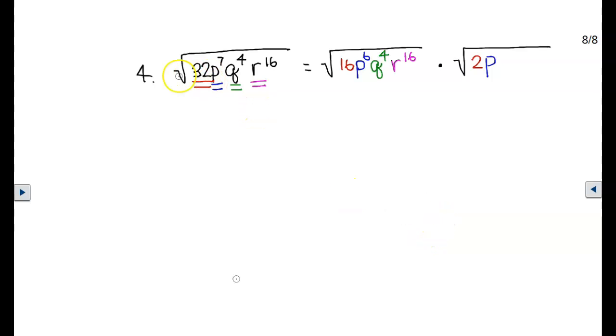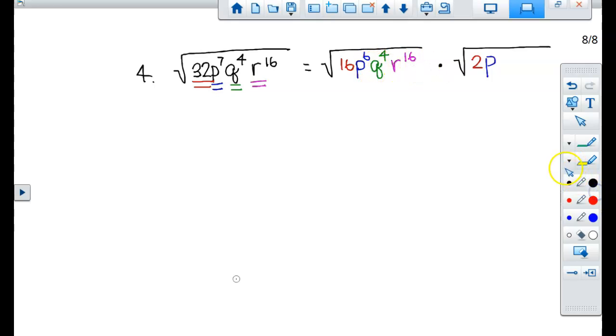So for 32, I went to my list and I found the biggest perfect square that 32 would divide by. Then I went through here, and for 7, I got my biggest even exponent, which would be 6. For 4 and 16, they were already even, so I left them alone.